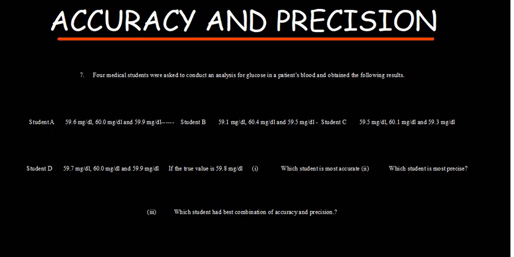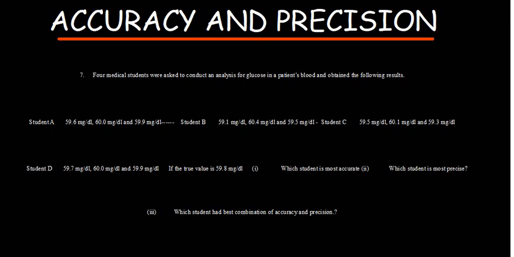Student B had the following results. Student C had the following results. And student D had the following results. And we're given that the true value here is 59.8 milligrams per deciliter. Then they asked the following questions. Which student is most accurate? The second question was, which student is most precise? And the third question was, which student had the best combination of accuracy and precision?